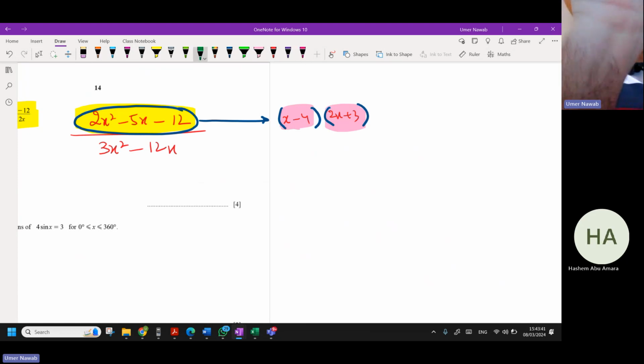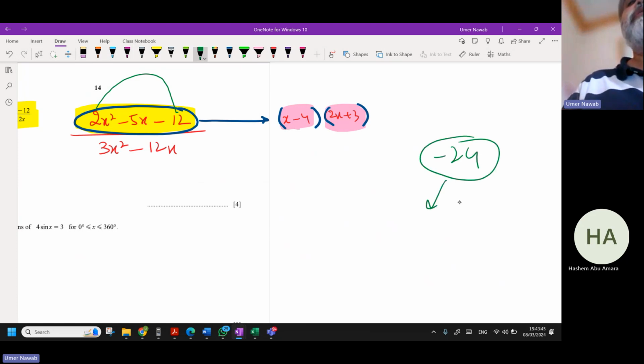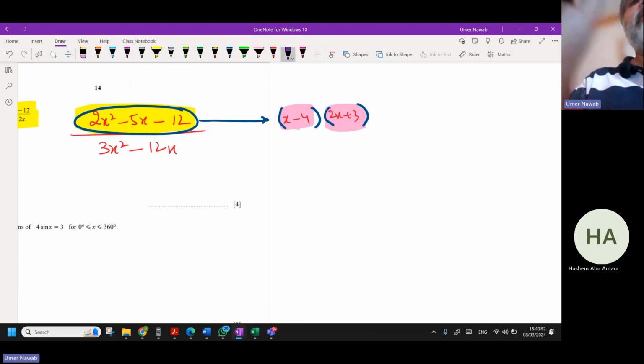But very quickly, I will multiply 2 with 12. It becomes minus 24. Then I will need to look for two numbers which can be added or subtracted to give you the middle term. Maybe Mr. Ahmed has taught you this concept, but we will do it later, guys. Right now, I just need to give you 4 marks. How? 4 marks. So 1 mark for this and 1 mark for this.